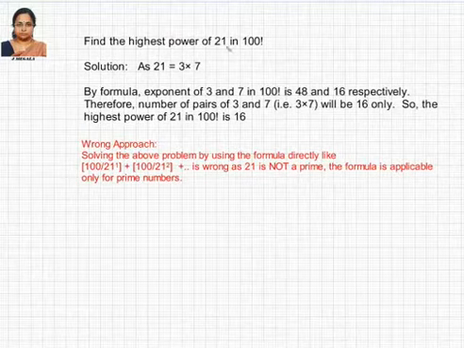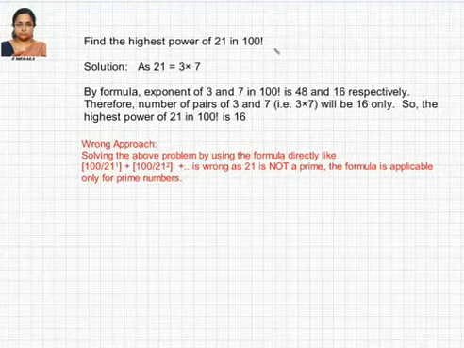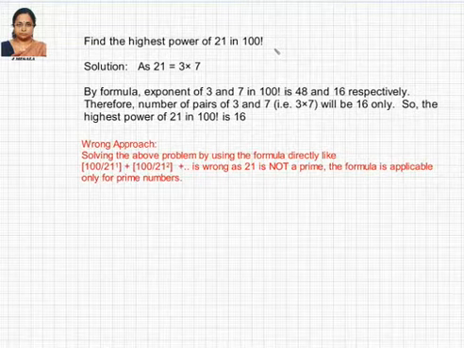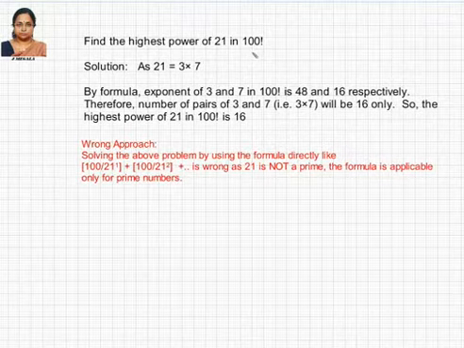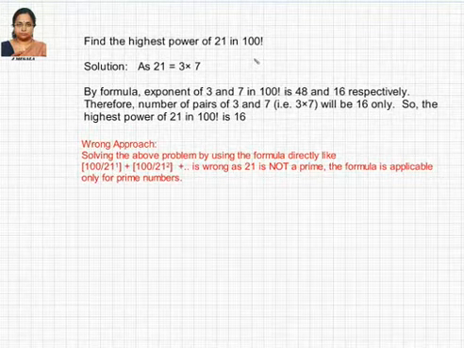Find the highest power of 21 in 100 factorial. So the previous one, what you have seen is, we have seen that 2 in 50 factorial, 2 is a prime number. So we are looking only for the prime numbers here. So in the factorial problem, the main thing which you have to understand is, we are only going to see the numbers in terms of prime number, not the composite number.